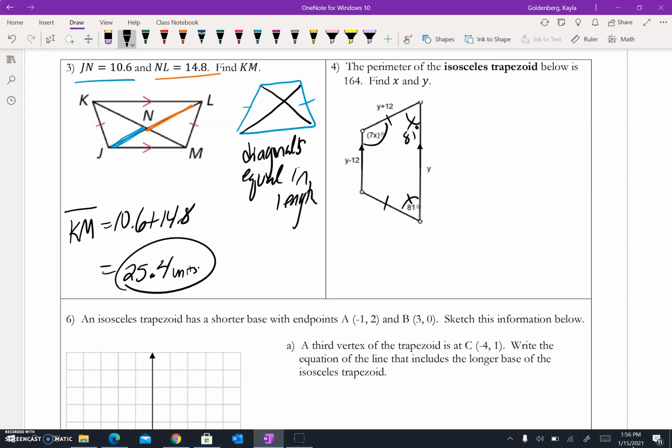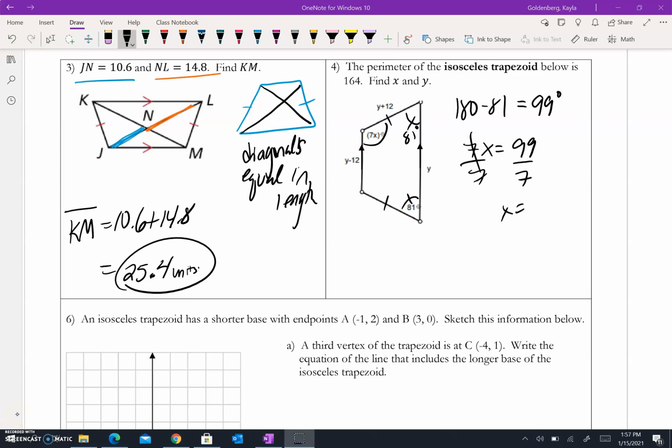If I wanted to figure out what 7x is equal to, I could subtract 81 from 180. I was going to put the angle of whatever letter that was, but we do not have letters for our points. Okay, so it looks like 99 degrees. So that means 7x is equal to 99. If I divide by 7, that would tell me what x is equal to.